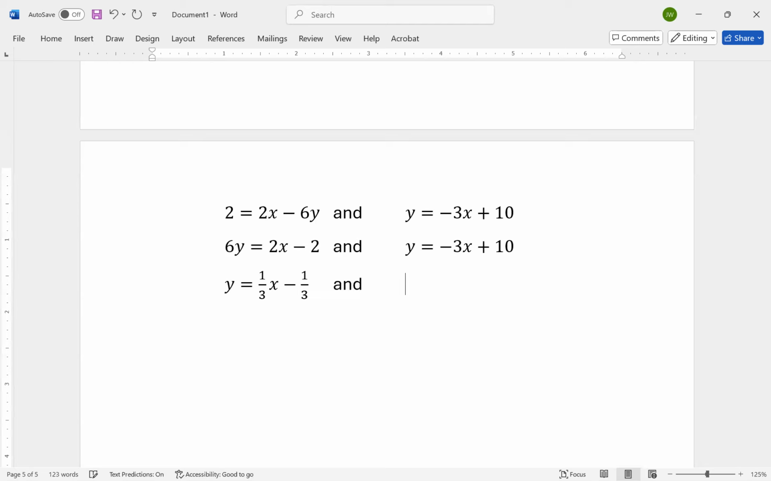And the other line is, again, y equals negative 3x plus 10. So one slope is 1/3, the other slope is negative 3. Those are negative reciprocals of each other. And therefore, these lines are perpendicular. These two lines are perpendicular.